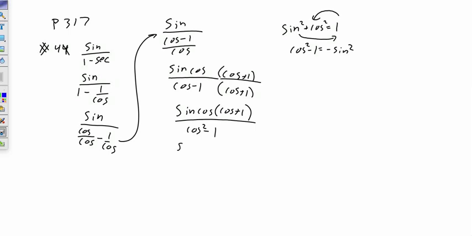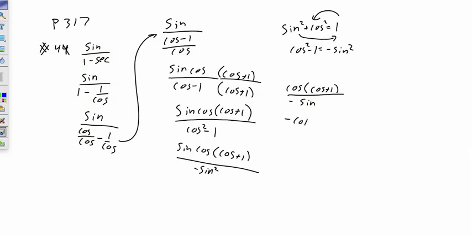So now we have sine, cosine, cosine plus 1, all over negative sine squared. Cancel out the sines, and you get cosine plus 1, all over negative sine. Cosine over sine is cotangent, so it's negative cotangent times cosine plus 1.